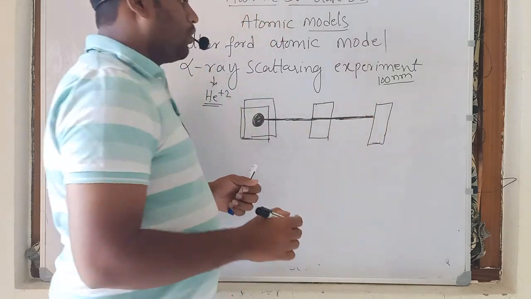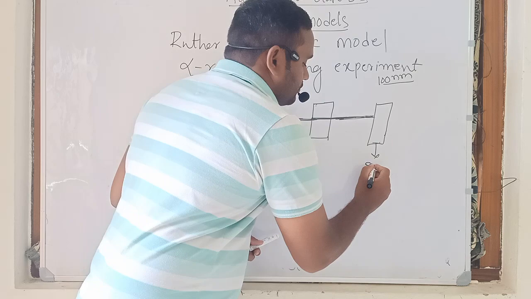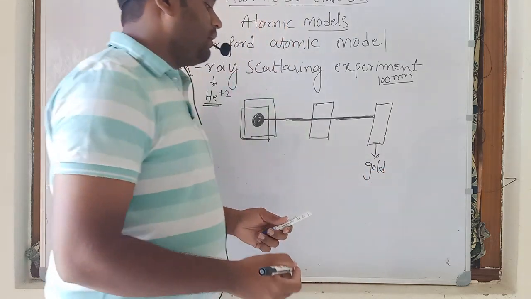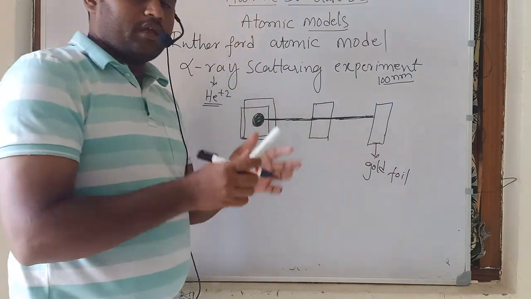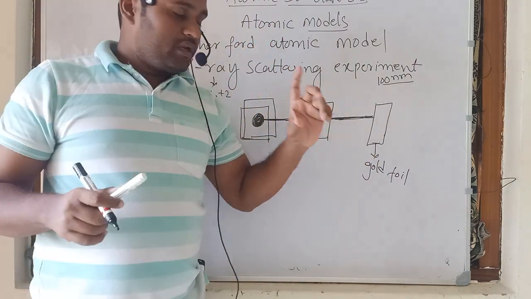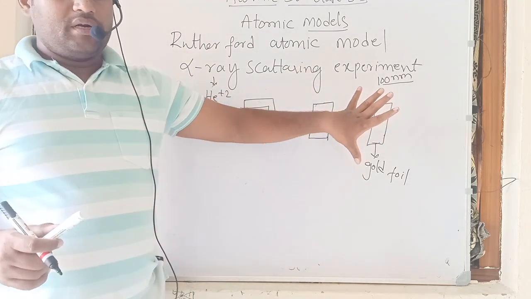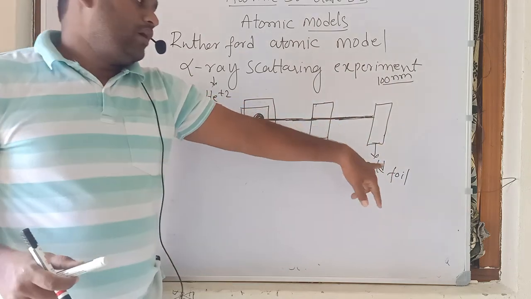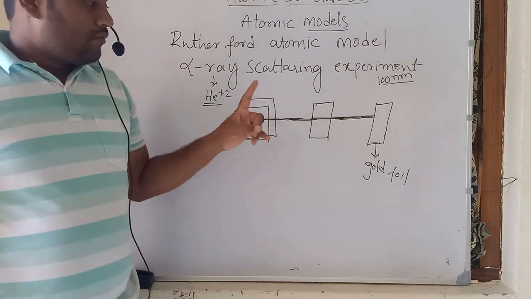Why did he use only gold foil? Because gold is highly malleable, which means it can be made into thin sheets. Here we can convert gold into a very thin sheet, so we can do this experiment very easily. That's why he used only gold foil, and moreover, gold is unreactive.